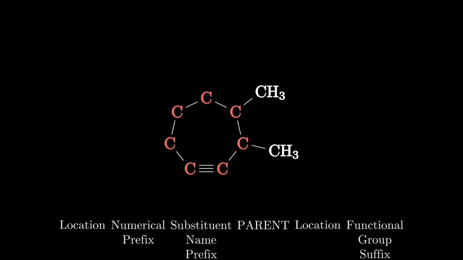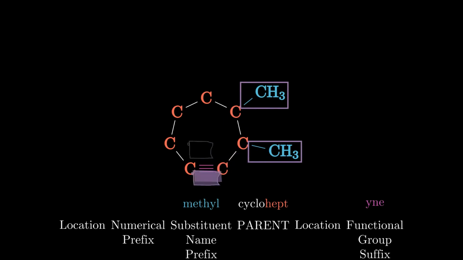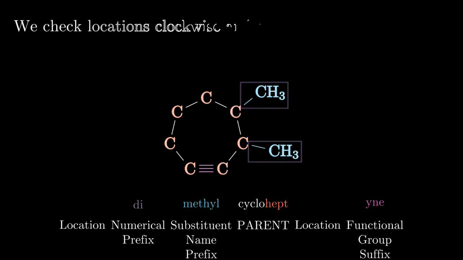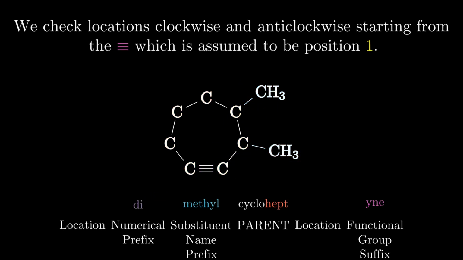There is a 7-carbon parent ring, or cyclohept, and our functional group at the bottom of the ring, ine. The 2 substituents on the ring are both methyl, so we will need to use the numerical prefix di as well. For cyclic compounds, identifying substituents is easier than numbering.